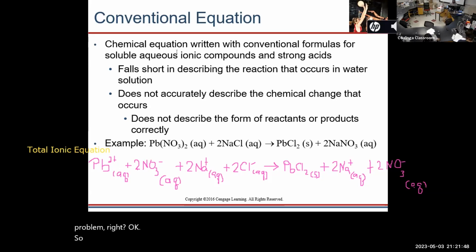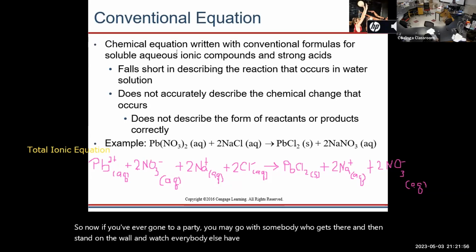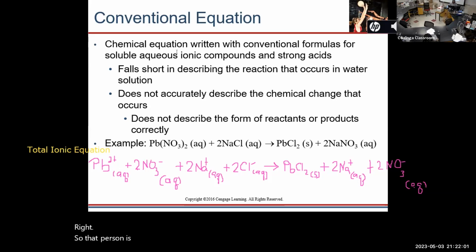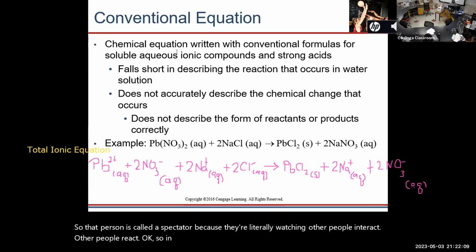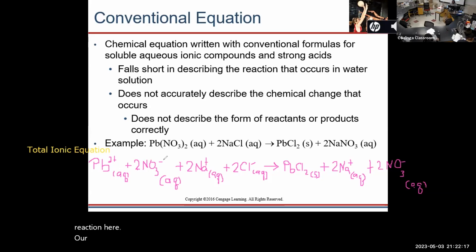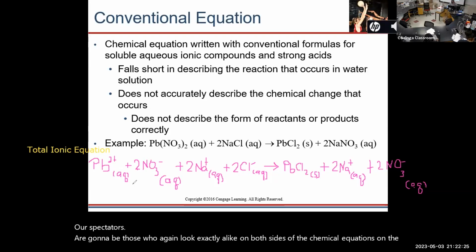Now, if you've ever gone to a party, you may go with somebody who gets there and just stands on the wall and watches everybody else have a good time. Have you ever done that? That person is called a spectator because they're literally watching other people interact, other people react. So in chemistry, we have spectators. If we take a look at our chemical reaction here, our spectators are going to be those who look exactly alike on both sides of the chemical equation, on the product side and on the reactant side.